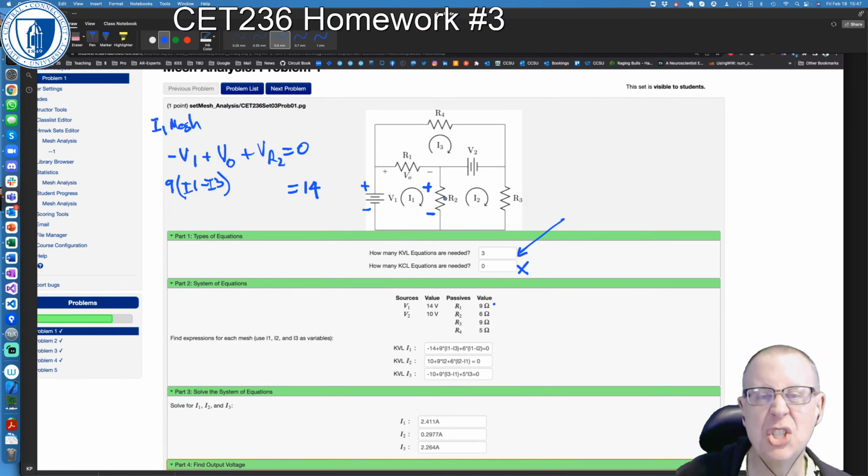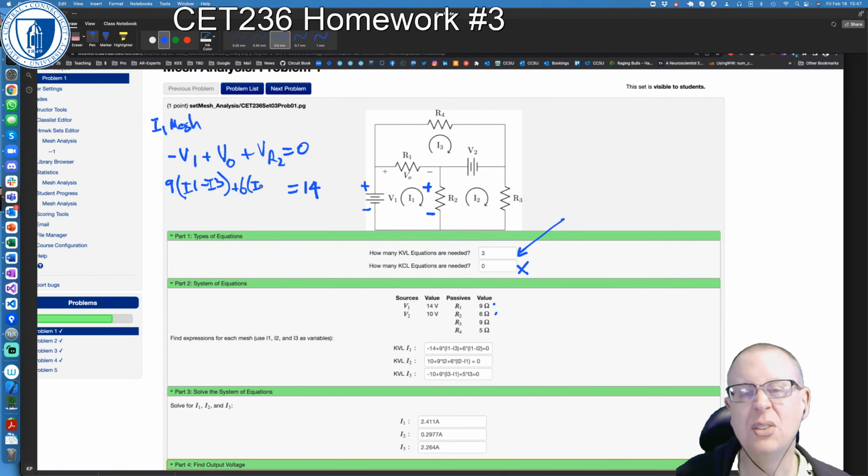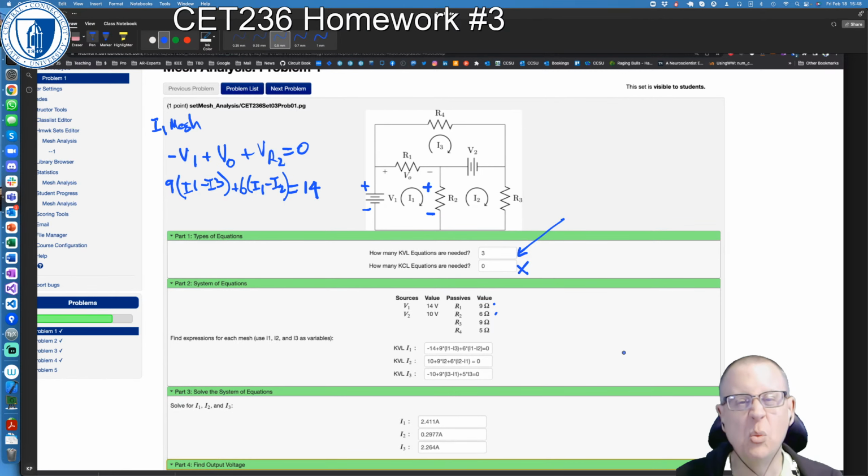Okay, and VR2, R2 is 6 ohms, so it's going to be plus 6 times I1 minus I2. Again, I1 and I2 are going in the opposite direction through the resistor, just like I1 and I3 are going in the opposite direction through R1. So I think that's why I got this one. I left the minus 14 on this side, but I could just as easily have put it over here. Okay, so that's the I1 mesh.